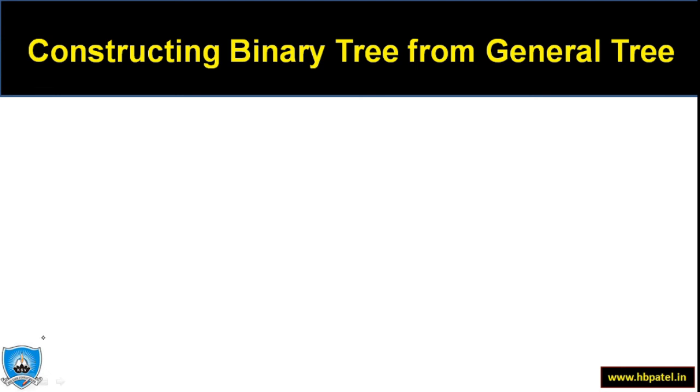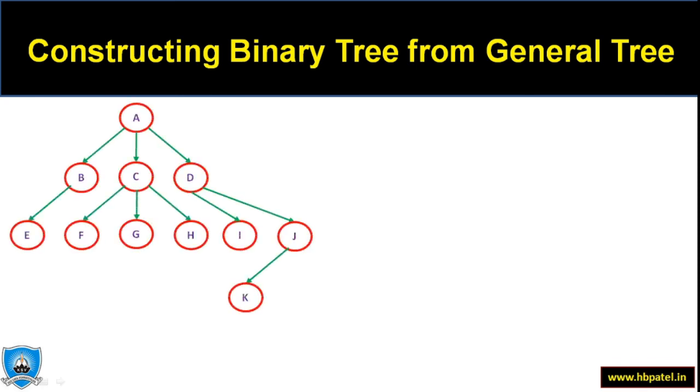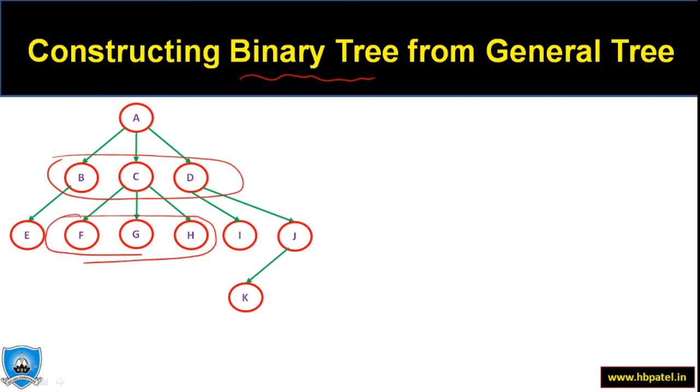A general tree is something wherein the number of children is not restricted. In a general tree, any node can have 1, 2, 3, 4, any number of children. So let us take one example. This is a general tree, and we can see that A has 3 children. In a binary tree you can have a maximum of 2 children, but in a general tree there is no restriction. So C over here also has 3 children, and likewise.